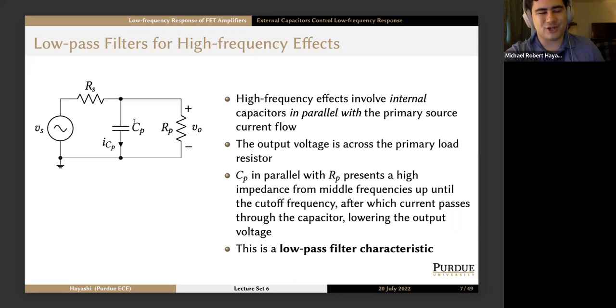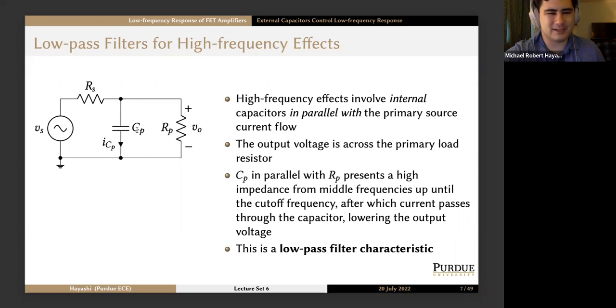Conversely, if we have a shunt capacitor, we'll see that it creates a low pass filter that dominates high frequency effects. For high frequency effects, we usually have internal capacitors or capacitances that are in parallel with the primary source current flow. So our primary branch of current flows around this outer loop with our Thevenin equivalent source, V_S and R_S, and then through our primary load resistor, R_P, where we measure the output voltage across it.